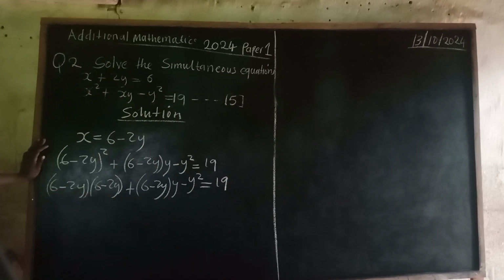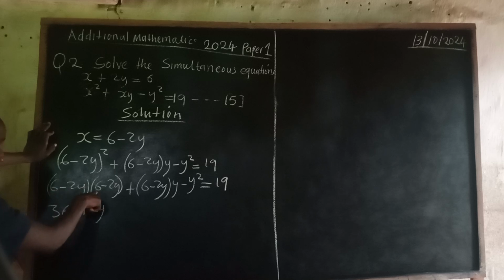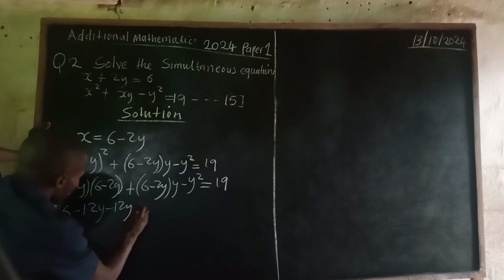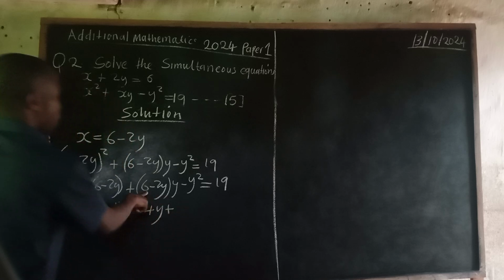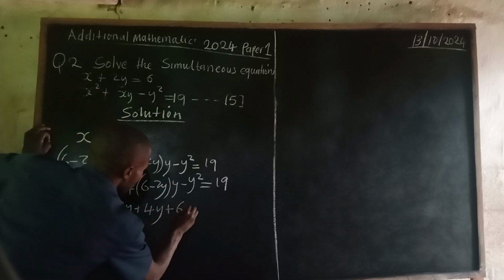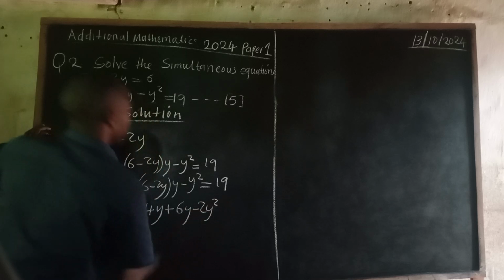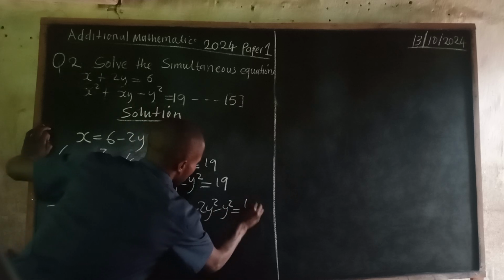So let us now expand this. 6 times 6 is 36. 6 times negative 2y is negative 12y. Then negative 2y times 6 is negative 12y. Then negative 2y times negative 2y is positive 4y squared. Then we come to plus: y times 6 is 6y. Y times negative 2y is negative 2y squared. Then here we have minus y squared equals 19.